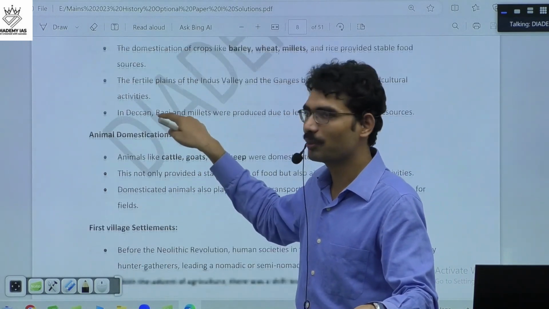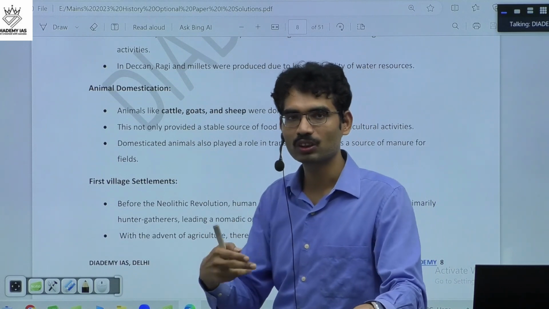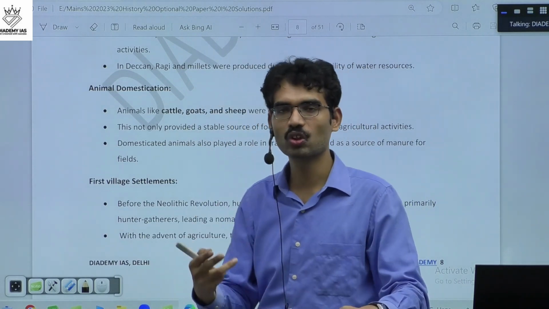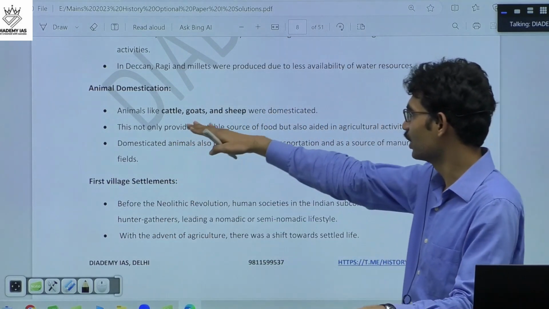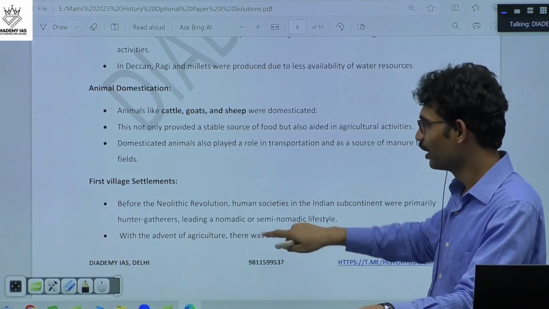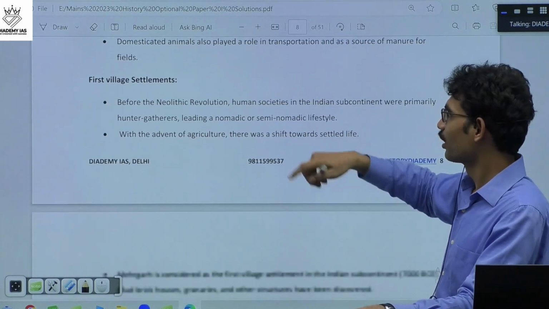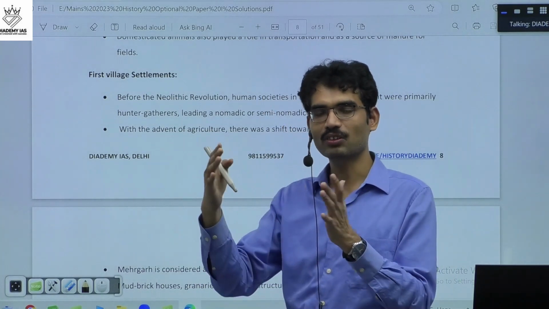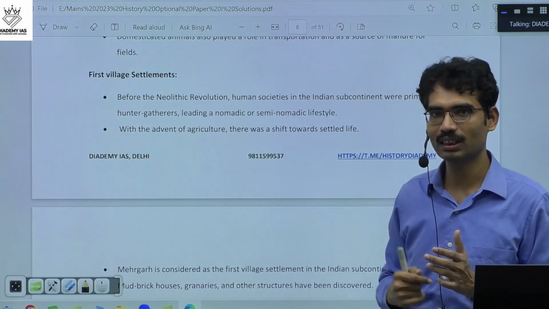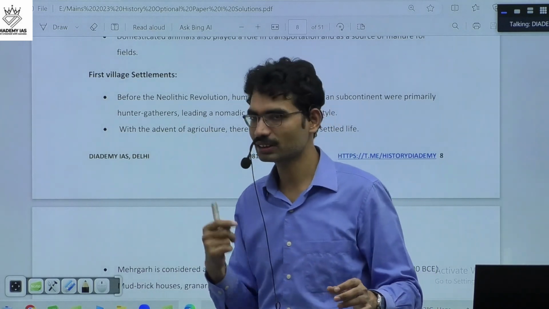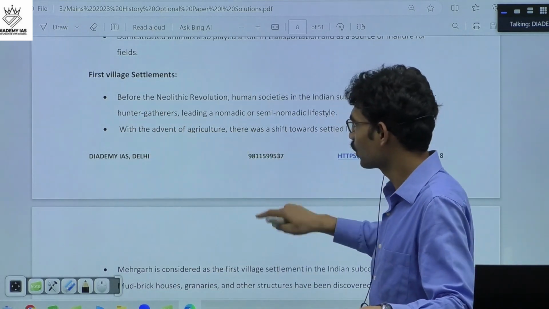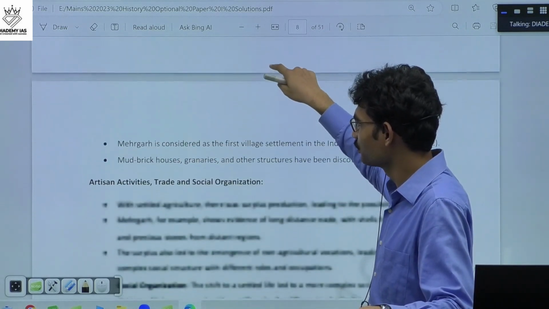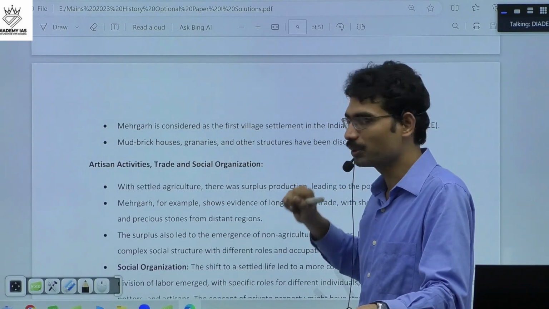Next, animal domestication. Neolithic people domesticated animals like goat, sheep, cattle. Then first village setup. Mehergarh is the first village where, in 7000 BC itself, agriculture practice started. So this is how you can mention first village settlements. You can mention the examples also.